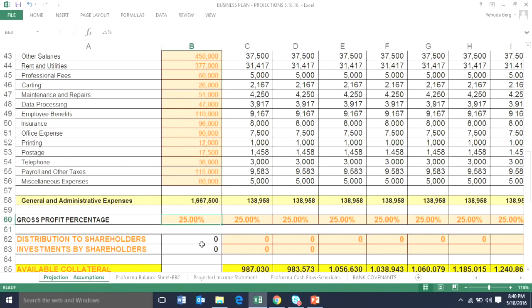My next assumption that I'm making for the purposes of this is the officers are not going to put in any money, so there won't be any distributions to shareholders, and there won't be any investment by the shareholders. Zero.